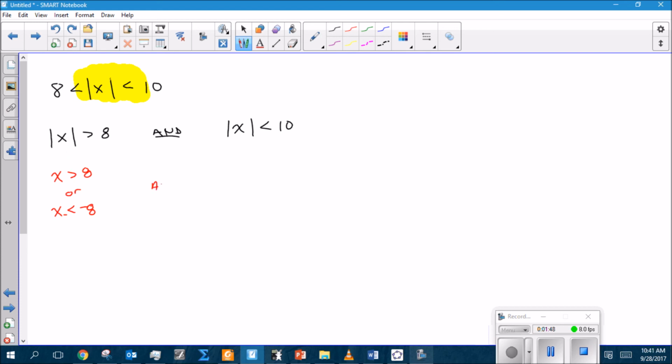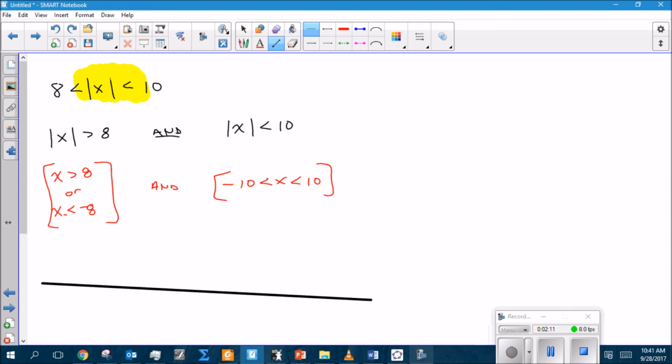Still got the word and in here. This breaks down to two inequalities as well. We just write it this way: negative 10 is less than x is less than 10. Okay? So our final solution here has to have this and that idea. So what I'm going to do is graph both those concepts.